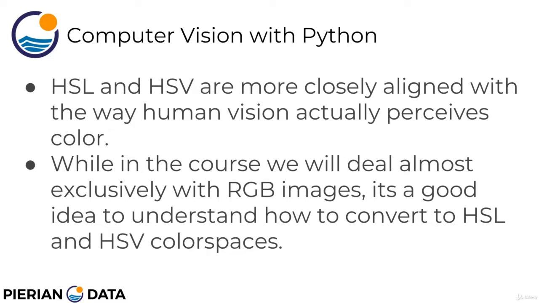While in the course, since we're just dealing with images, we deal almost exclusively with RGB images, or depending on how we open them, BGR, but the same rule applies, they're just combinations of red, green, and blue. However, even though we're mainly dealing with RGB images, it's a good idea to understand the very basics of how to convert to HSL and HSV color spaces. So let's quickly describe these color spaces, how they're different than RGB, and then we'll open up a notebook and briefly go over how you could convert an RGB image to an HSL or HSV color space.